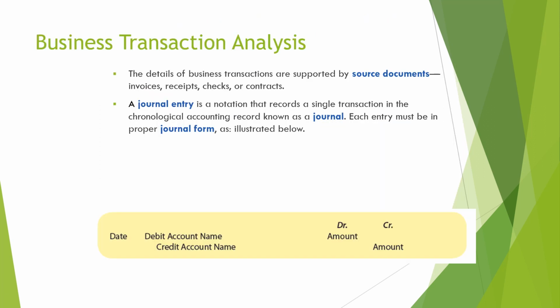The detail of our business transaction comes from a source document, in other words, an invoice, a receipt, a check, or a contract. And then from there, we're going to make our journal entry. This is where we'll write down the name of our account and how much we debit and credit each one for.